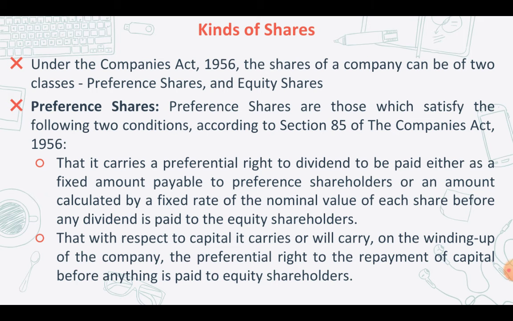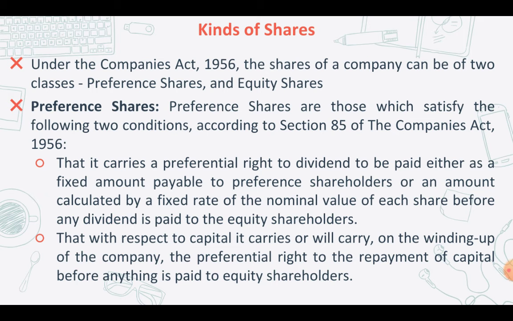The second point says that with respect to capital, it carries, on the winding up of a company, the preferential right to the repayment of capital before anything is paid to equity shareholders. In case a company closes, before any payment is made to the equity shareholders, the preference shareholders should be paid first. You know very well that when it comes to the winding up of a company, firstly we have to pay the outsiders, the creditors, and all of our loans, everything else that we owe. And once all these third party liabilities have been settled, then we can move on towards the payment of the shareholders.